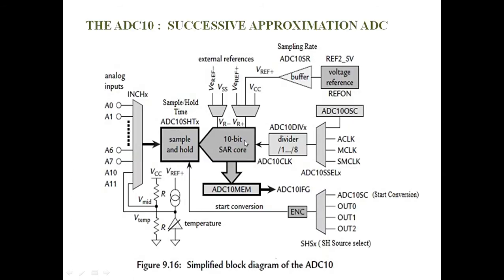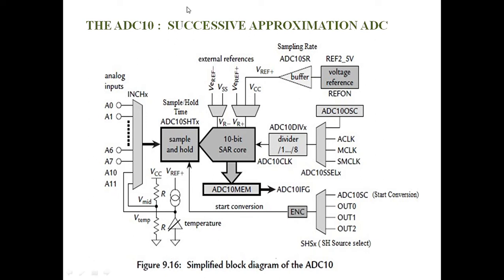Next, that is given to the successive approximation core register. It takes the sample and hold values and converts them into digital by taking the reference voltages. By giving a value of one to the REF1 bit, that will be enabled. This is the external reference, and the external reference voltage may be 1.5 volts or 2.5 volts.